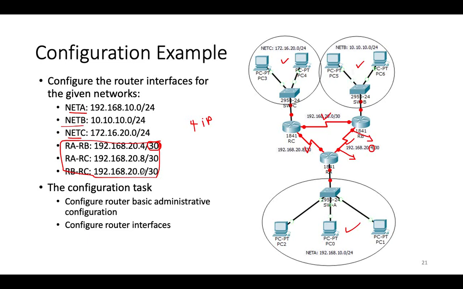192.168.20.0. Alright, so the network ID is 0. What I have here is a /30. /30 means I have only 4 IPs. This is the network ID. I'm going to take 1 and 2, and number 3 will be the broadcast. That's it. So over here I'm going to put 1 and 2. That's how it is.